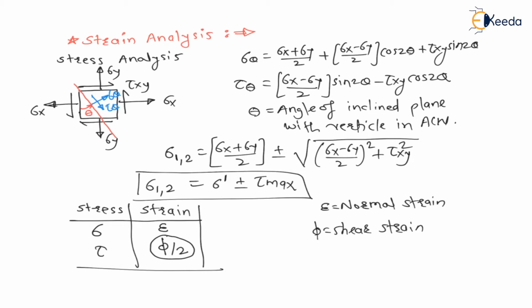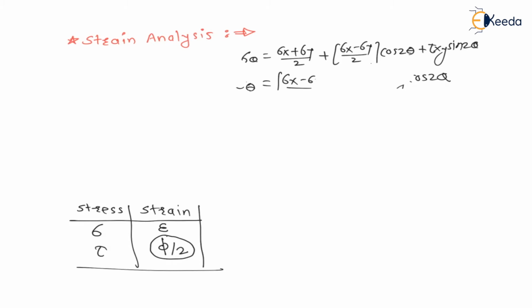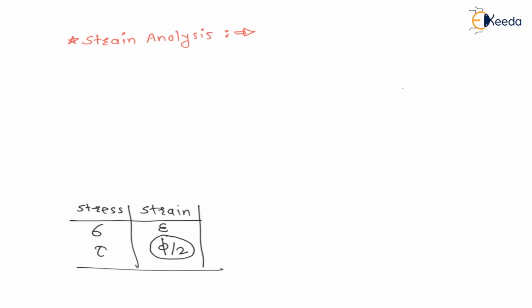Now in strength of materials, in the shear strain concept, you have already seen that shear strain is the total angular deformation in radians. Let us consider this element, and let us say we apply shear stresses on this element, as shown. Because of this shear action, the component will deform like this, right?